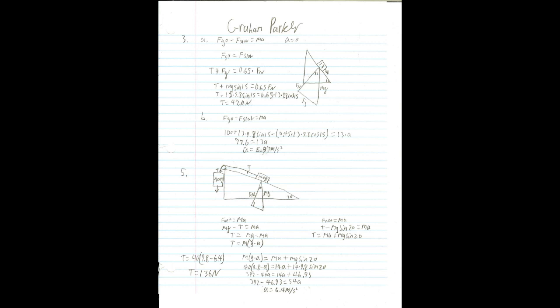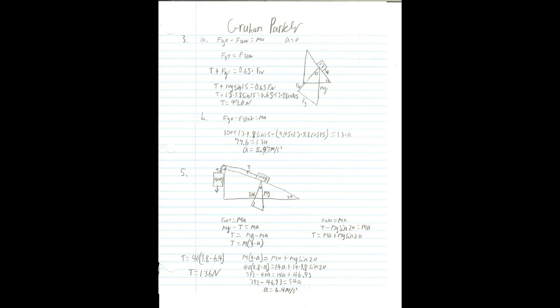So what I did, I said F go minus F slow equals ma, and then since a equals 0, you said F go and F slow equal to one another. Then the F go is tension plus weight times the sine of 15 equals 0.65, which is the static friction, times F normal. So after you do all that, you get tension equals 47.0 newtons.